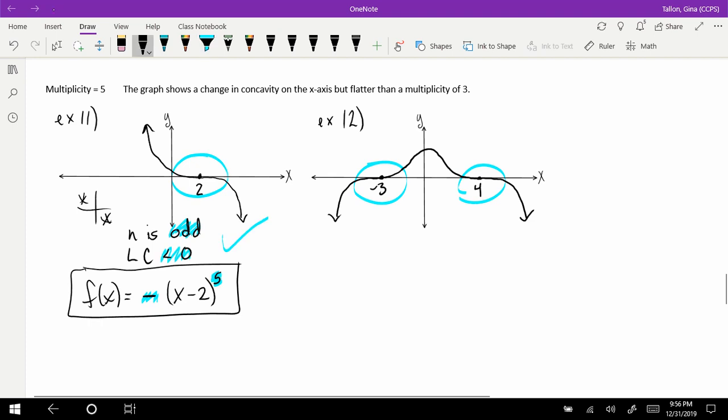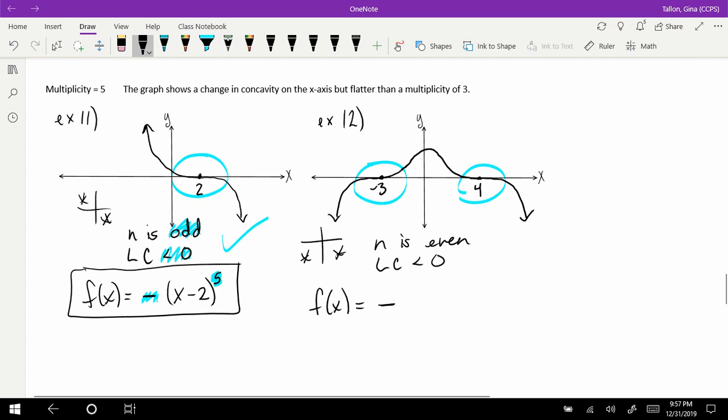Let's go over here. I am looking at a function starting low and ending low. It tells me that n in this case has to be even. However, y equals x squared is an even function, but that starts high and ends high. This starts low and ends low, and therefore my leading coefficient must be negative. Alrighty, let's start our function. F of x equals, let's get that negative out of the way again. Negative, let me see, -3.